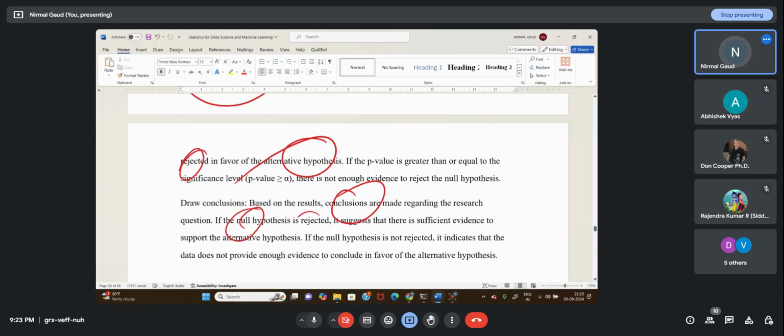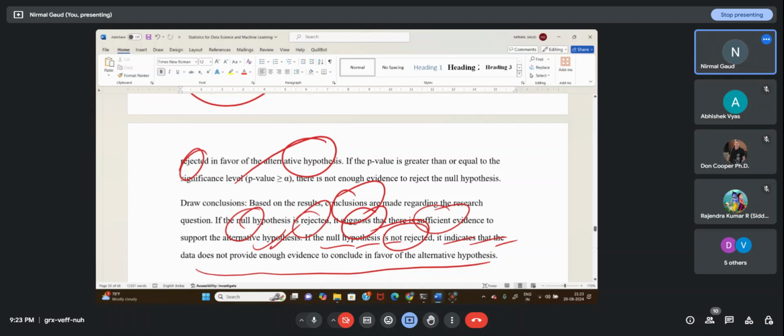If the null hypothesis is rejected, it suggests that there is sufficient evidence against the null hypothesis, sufficient evidence against the problem statement which is given to you. So alternate is true. And if the null hypothesis is not rejected, that means it is accepted. That means we don't have enough evidence against the null hypothesis. So alternate is rejected, null is accepted.